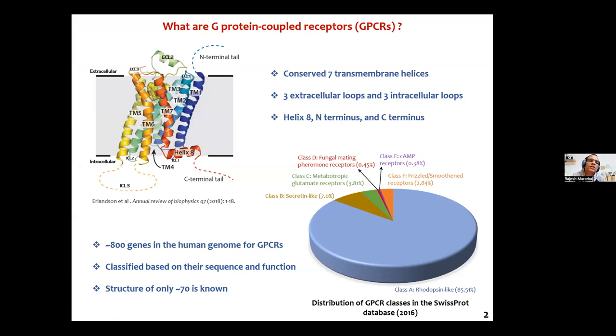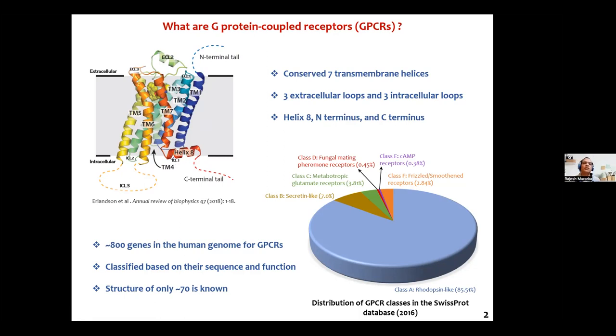G protein coupled receptors are basically the largest class of membrane proteins in our body. They are also known as seven transmembrane receptors, because these receptors span the membrane seven times, so it has a seven heptahelical structure. This helical structure is connected by three intracellular loops and three extracellular loops, and these receptors have an N-terminal and C-terminal tail. In addition to that, there is another helix on the cytoplasmic side, meaning the intracellular side, and that's called helix 8.